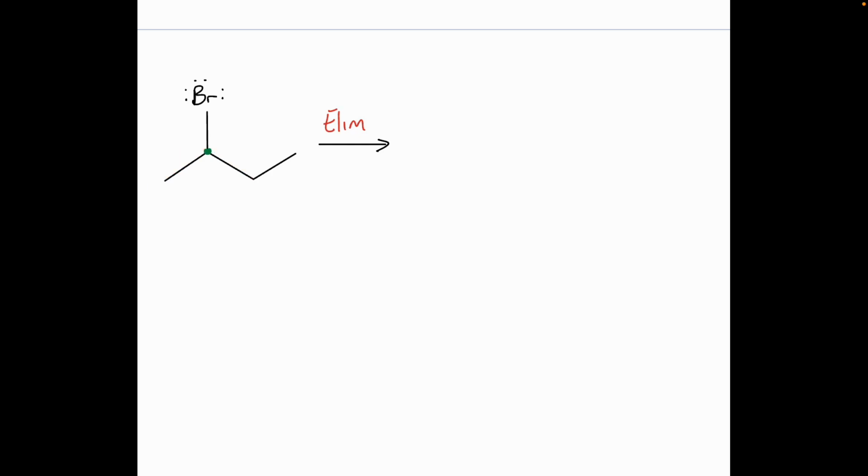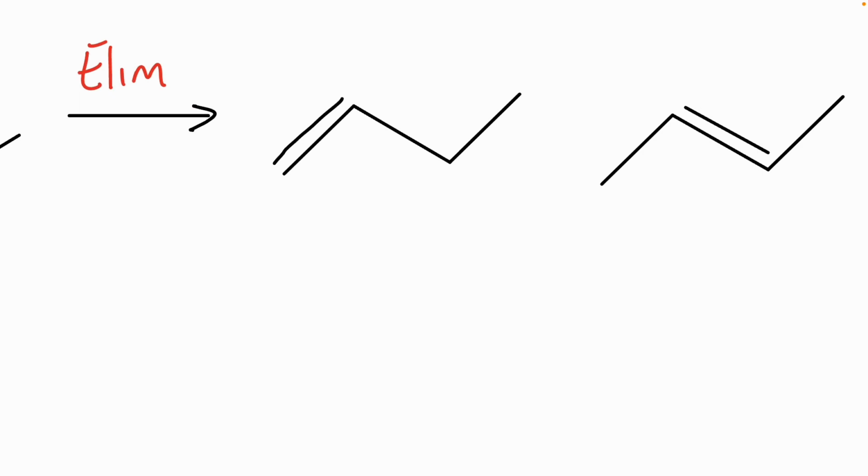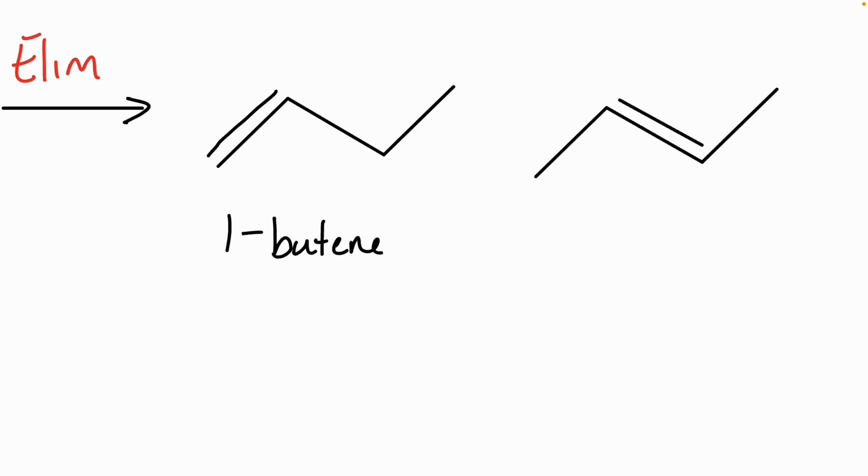So let's draw those. So here are 2 of them. What's my third one? Let's go ahead and name these. What's the name of this one right here? 1-butene. And what about this one? 2-butene. You're not getting full credit for that one.